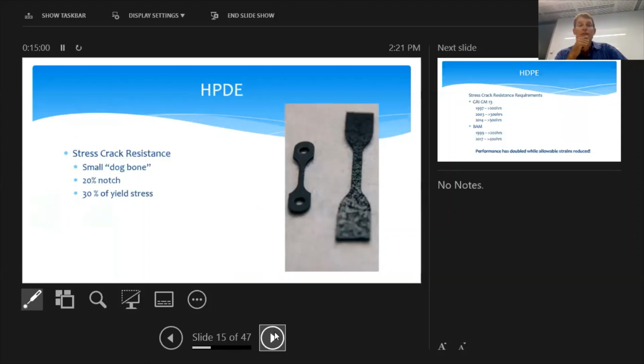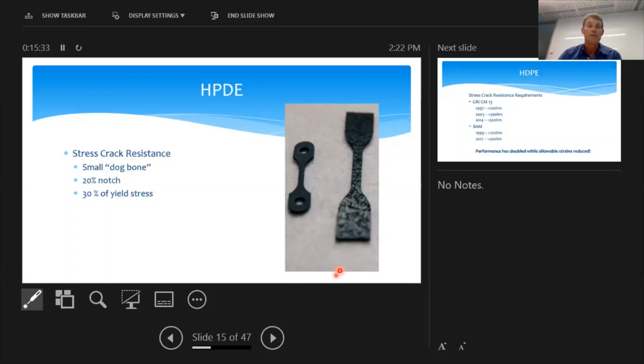The stress crack resistance test is a very small dog bone, and the test requires a notch of 20% of the thickness of the material to be cut into the sample, and a load of 30% of the yield stress applied to that sample. It's then left in a heated bath at 50 degrees Celsius with a solution that essentially pulls all the antioxidant package out, all the plasticizers out of the geomembrane. So it's an accelerated test.